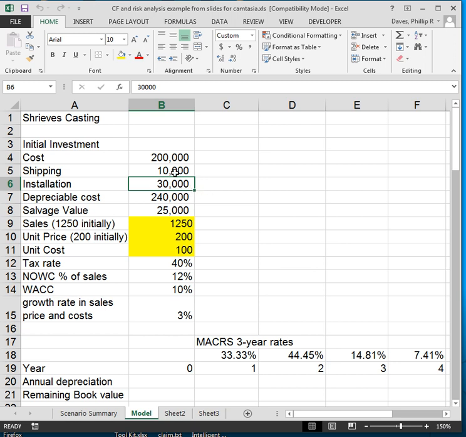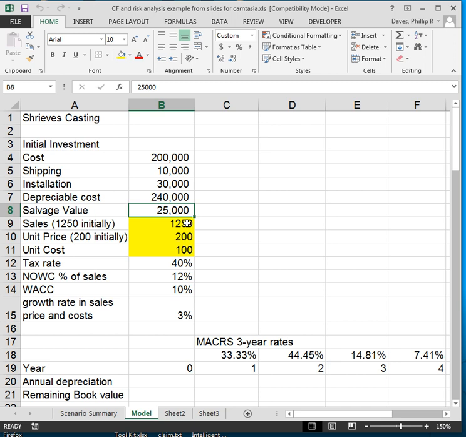And therefore the total amount of depreciable cost is the sum of the cost of the shipping and the installation and the initial cost of the equipment, or $240,000. That's what's required by tax law. Salvage value of this equipment at the end of the project is $25,000. We can sell the equipment for $25,000.